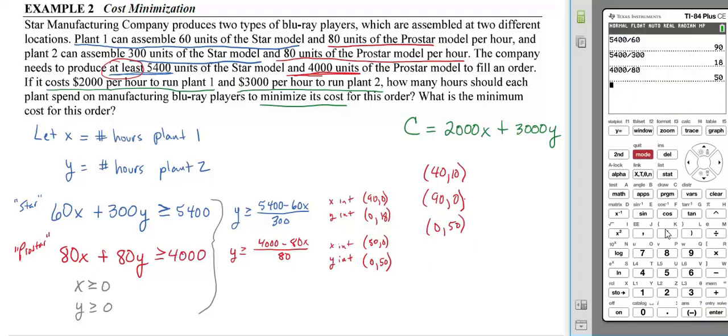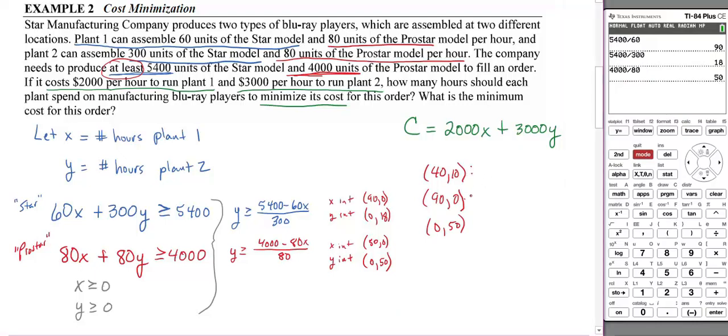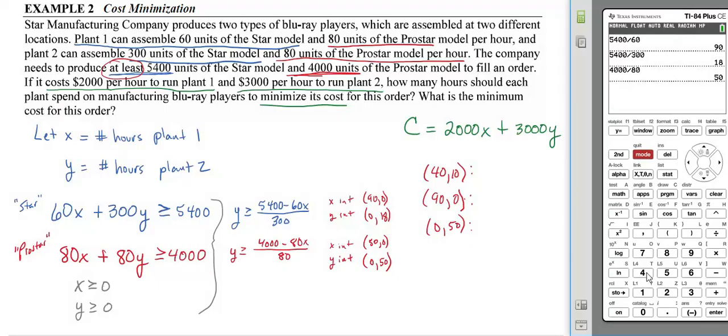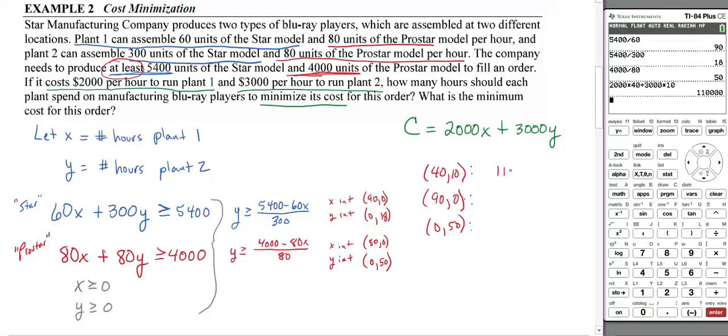And now we'll put this into the objective function, each one of those, to see what the cost would be separating the hours out like this. So this is going to be 2,000 times 40 plus 3,000 times 10, and that would give us an operating cost of 110,000.